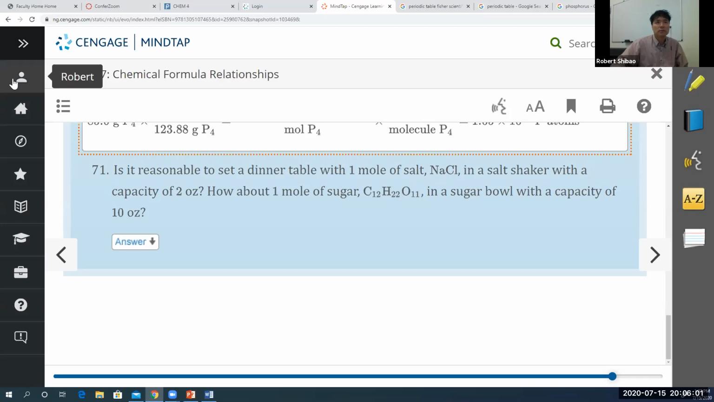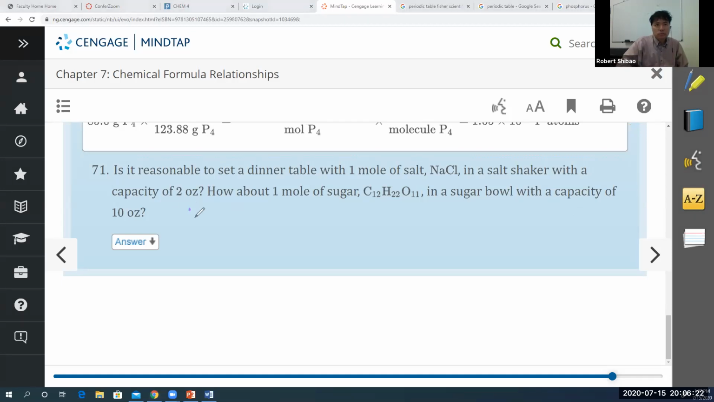And so let's go ahead and calculate that. This is a container based on not volume. This is a container based on mass. Ounces are mass. And so we'll just set it up. I don't know if we need to calculate the numbers.